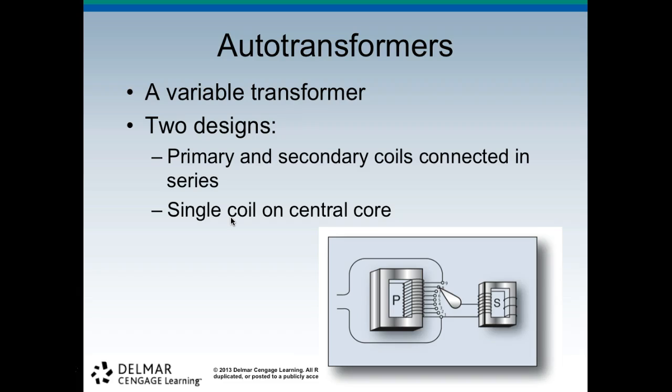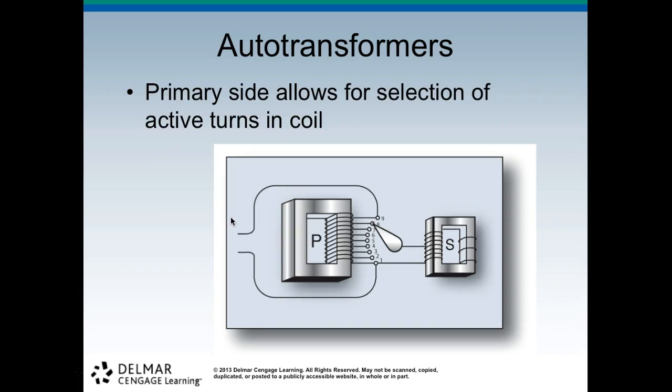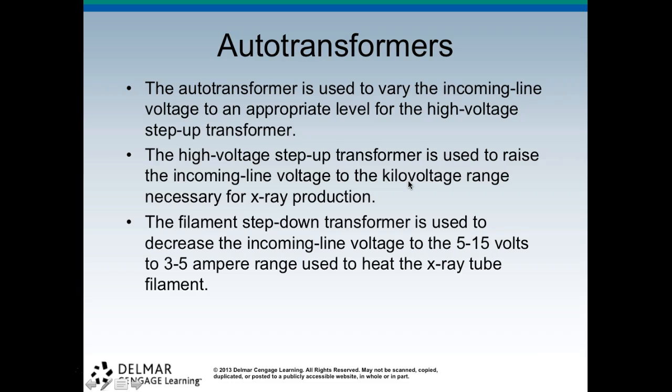So autotransformers, a variable transformer, there's two designs. There's primary and secondary coils connected in series, and there's a single coil on a central core. So the primary side allows for selection of active turns in the coil. So you can see here, and we can select which ones.